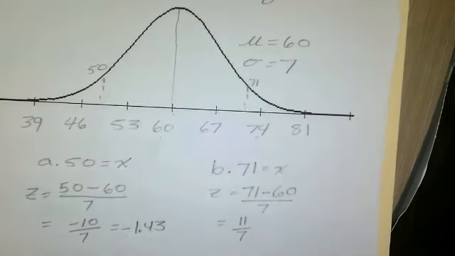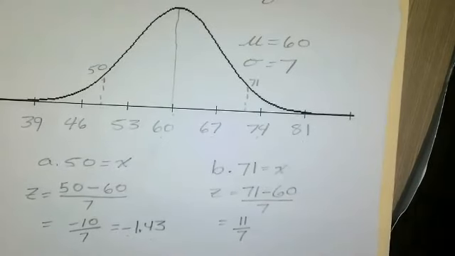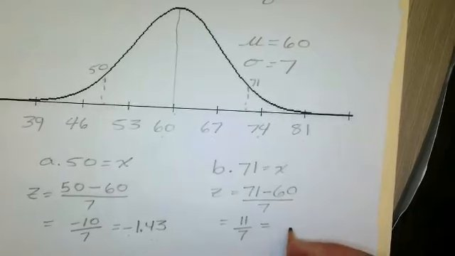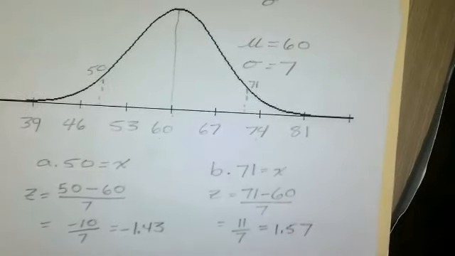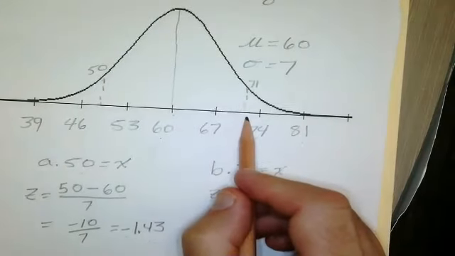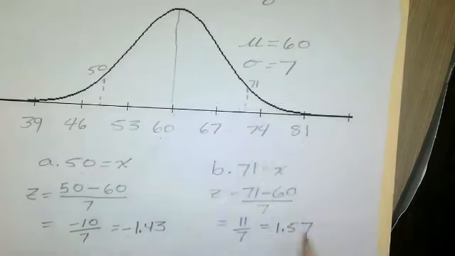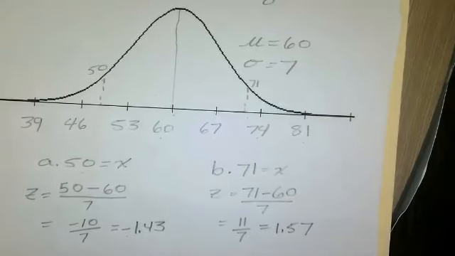So we type in 11 divided by 7, enter. That's about 1.57 standard deviations above the mean because it's positive. Okay, that means it's more than 1.5 standard deviations. This one's less than 1.5 standard deviations.